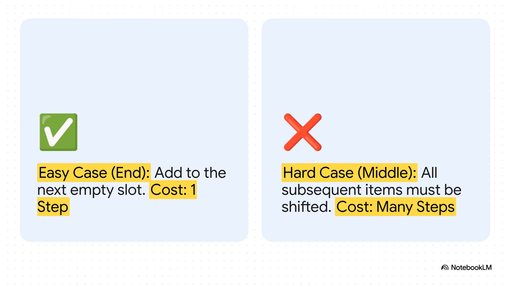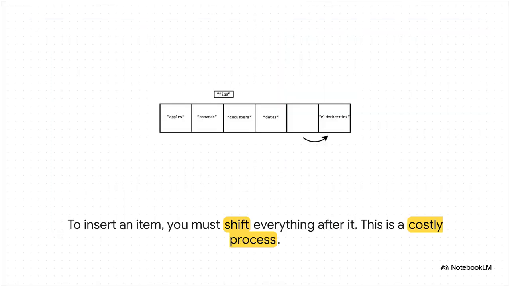But if you want to insert something at the beginning or right in the middle, oh boy, that is a whole other story. Just look at this mess. To stick figs in at index 2, we can't just write over cucumbers. We have to make room. So first, elderberries has to shift over. That's step 1. Then dates has to shift. Step 2. Then cucumbers. Step 3. And only then, on step 4, can we finally put figs into that newly empty slot. You can see how this gets slow really, really fast.